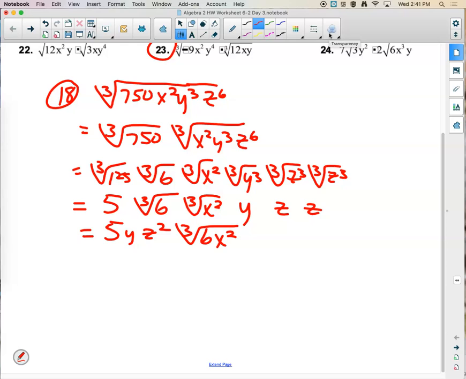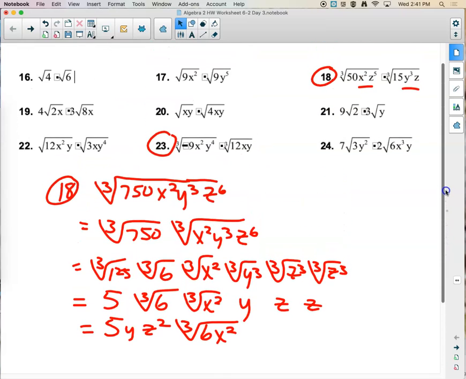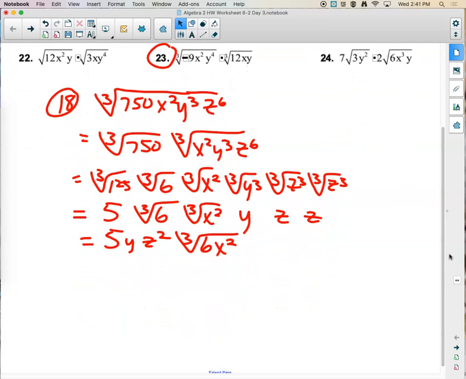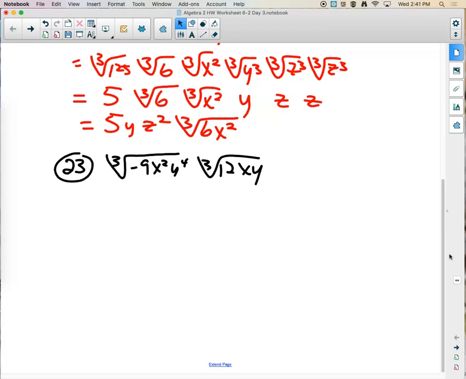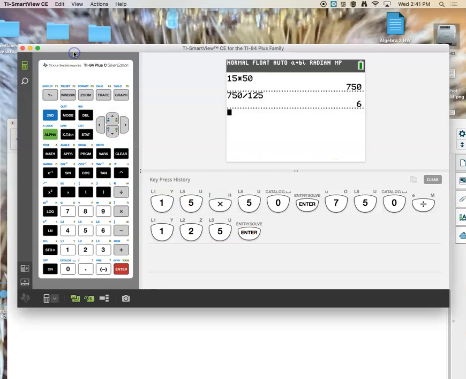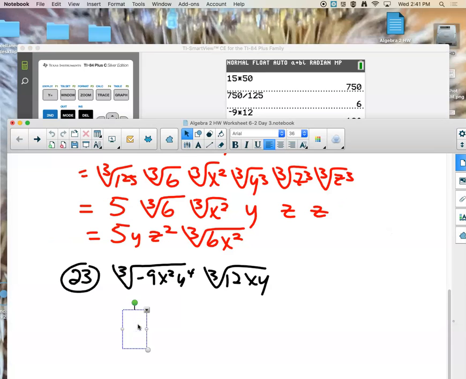And again, in alphabetical order is usually the way that we write it, so the y's before the z's. That's number 18. The next one that I wanted to go over with you, as you can see in the red up here, is number 23. And number 23 was one that when I was wandering around today, several people had asked about this one. So we've got the cubed root of negative 9x squared y to the 4th times the cubed root of 12xy. So what we would need to do is multiply negative 9 by 12 and see what we get. And that gives us negative 108.